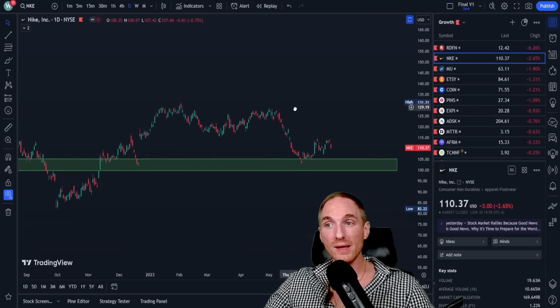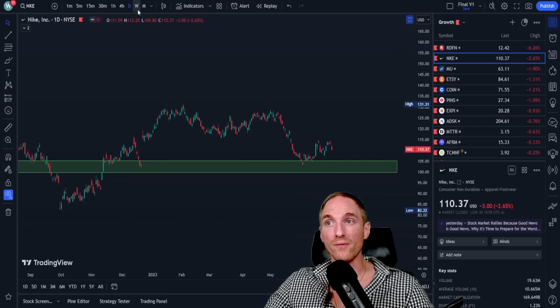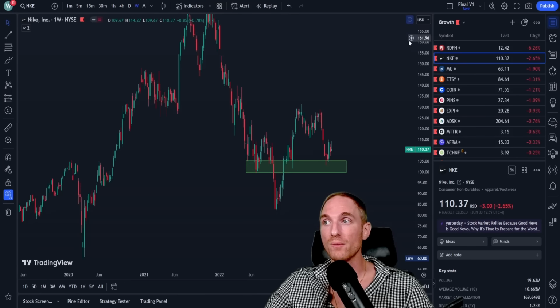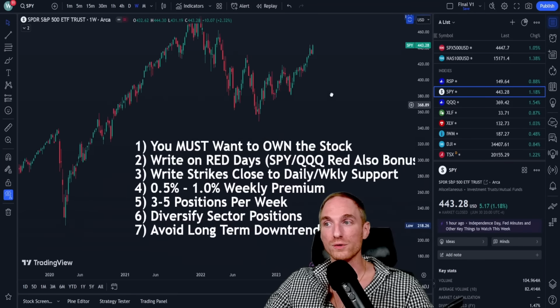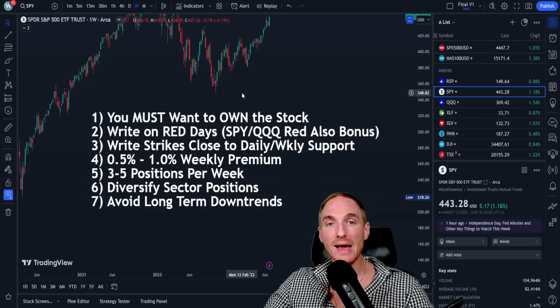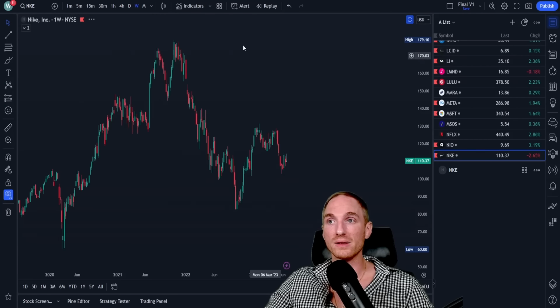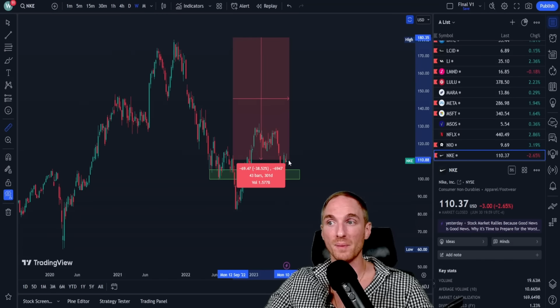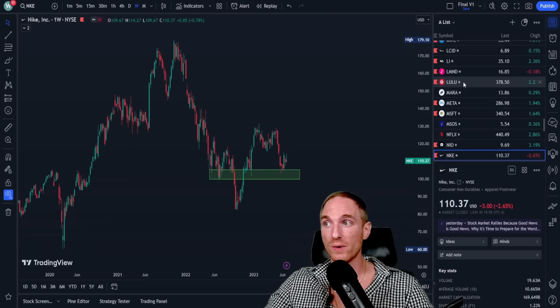When I'm looking at this, I'm thinking, wow, Nike is actually a decent opportunity. Nike is also a household name. Does it respect all of our rules? You must want to own the stock. It's Nike. I like Nike. Everybody knows about Nike, and I think Nike's a decent company. It's also currently off its all-time highs by about 38%, so that's a decent discount on the stock.